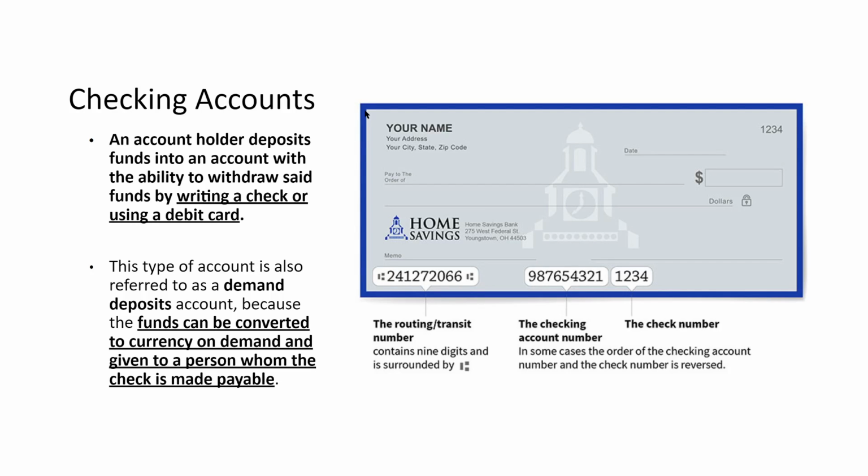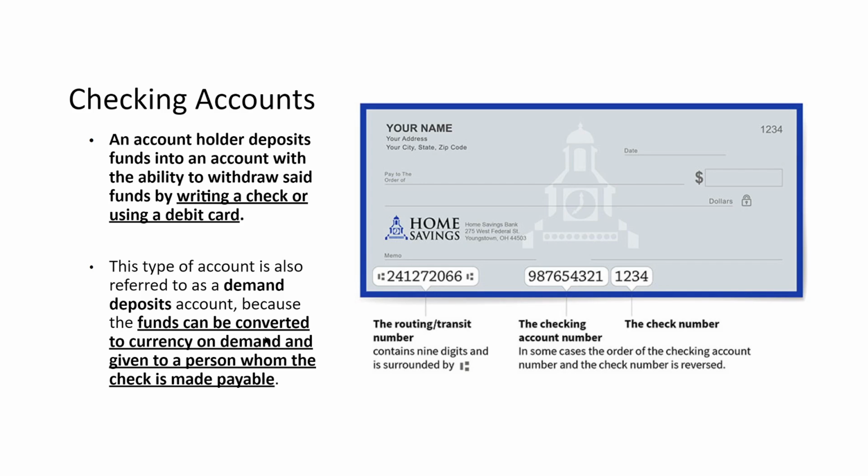Another form of M1 is a checking account, and so somebody who is a holder, what they do is they deposit money, like from their check or whatever, and then they're able to withdraw that money that they've deposited in the form of like a check or like a debit card. Okay. So this type of account is also referred to as what's called a demand deposit, because you can take the funds that are in the bank and you can convert them to currency on demand, or by writing a check, which is payable to somebody.